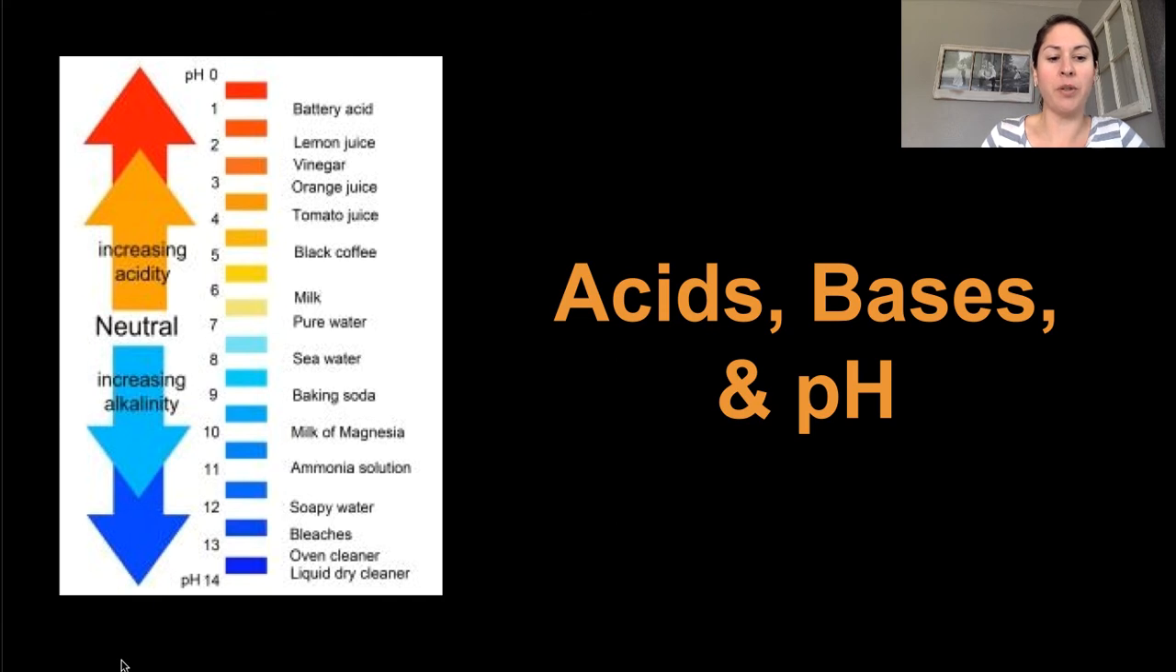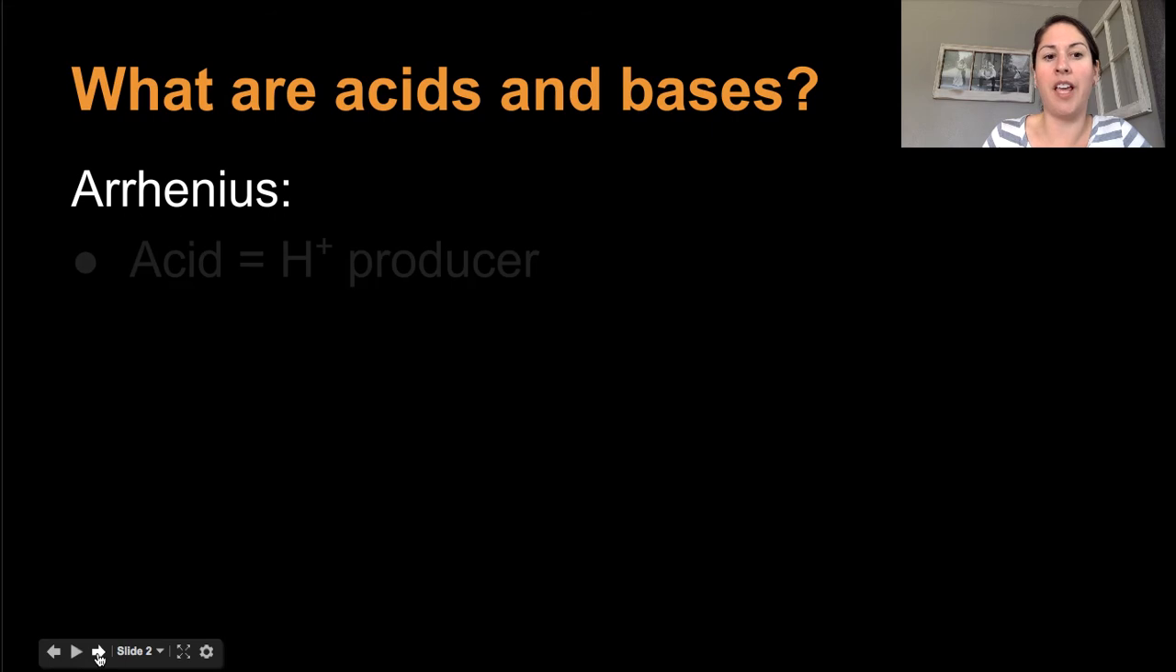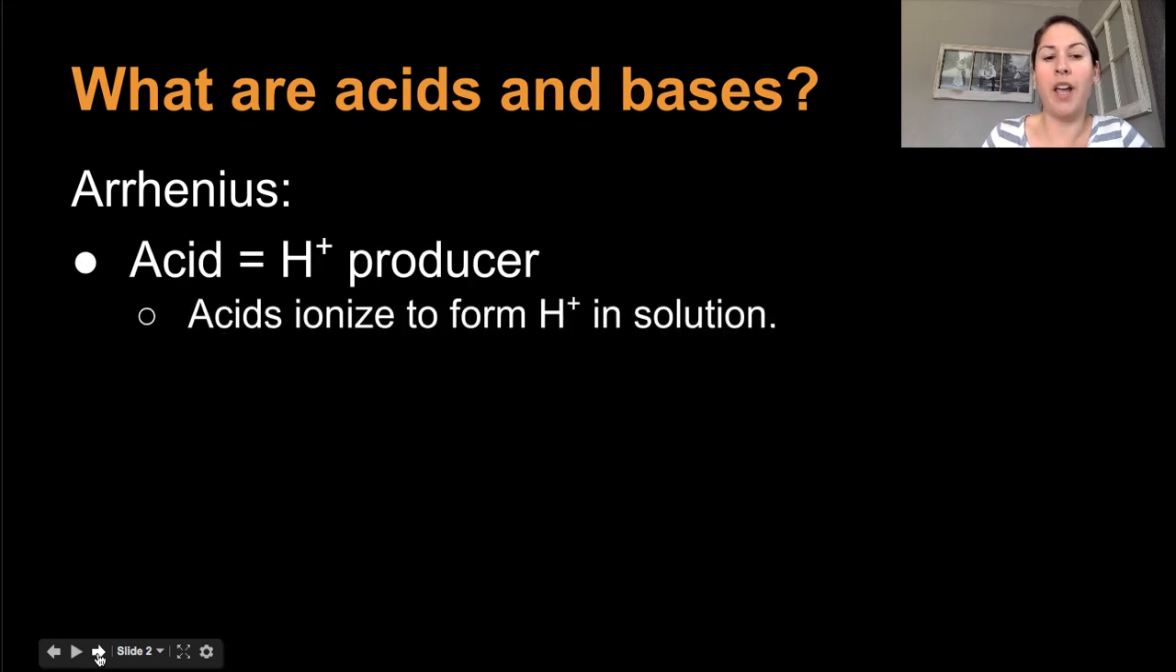The first thing we want to do is just define what acids and bases are. When we look at these things, how can we tell whether they're an acid or a base? Well, we're going to take a look at one that we've discussed before when we did some naming. According to the Arrhenius definition, an acid is a hydrogen ion producer. And so when acids ionize, they form hydrogen ions in solution.